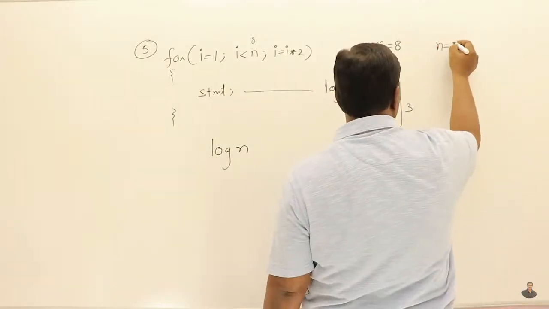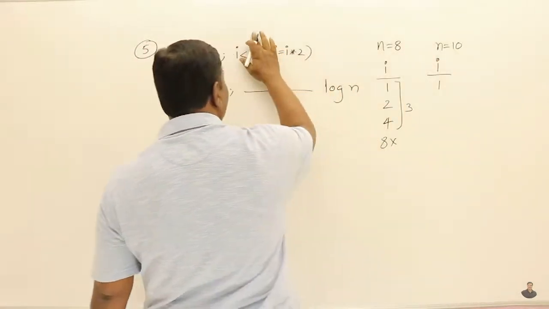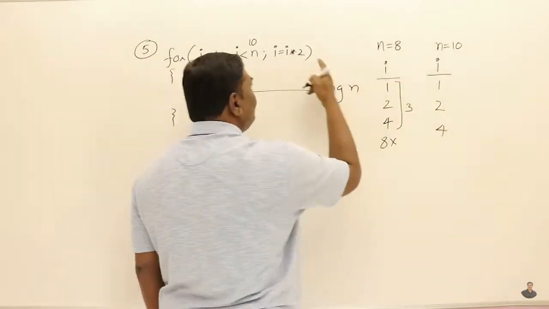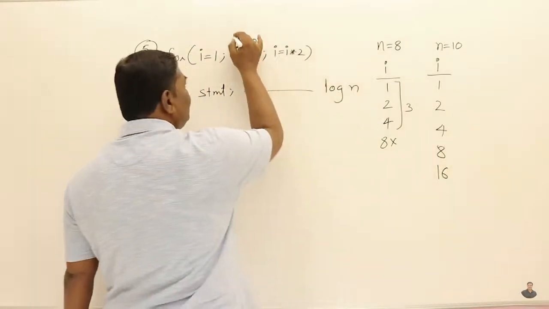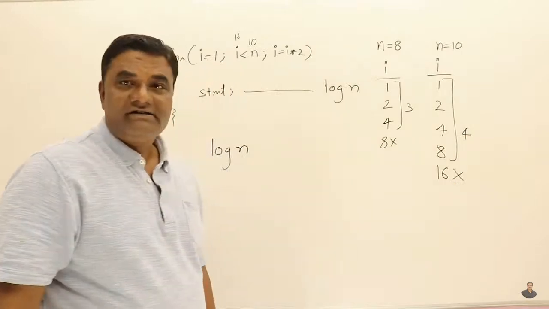Next, if I take the n value as 10, let us see what happens. i is initially 1, and 1 is less than 10, so continue. It's multiplied by 2, so 2 is less than 10, then 4 is less than 10, then 8 is also less than 10, then 16. 16 is not less than 10, so it will stop here. So in total, how many times? 4 times. It's executing 4 times.